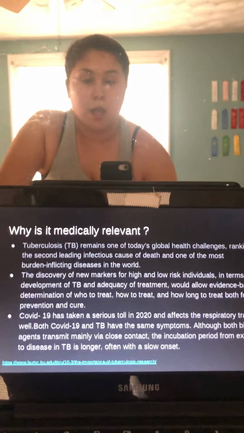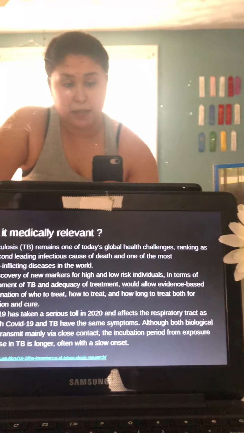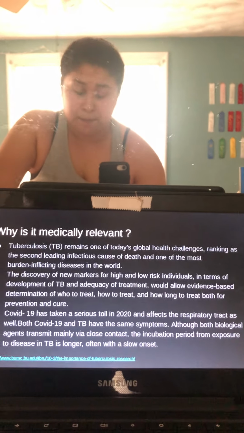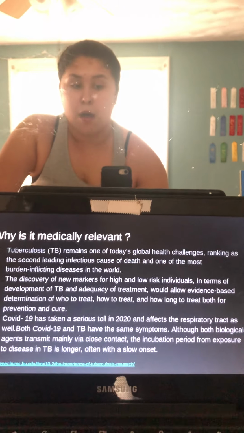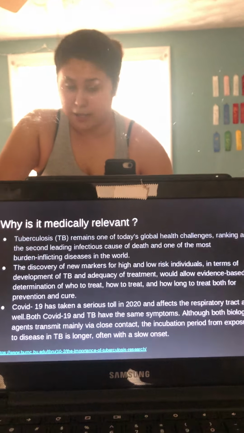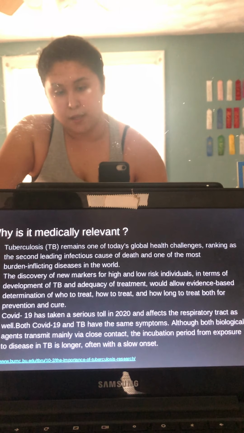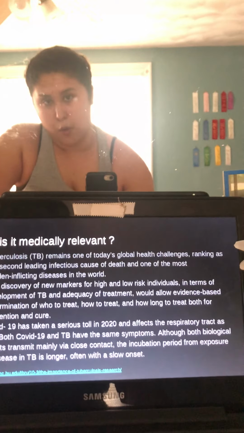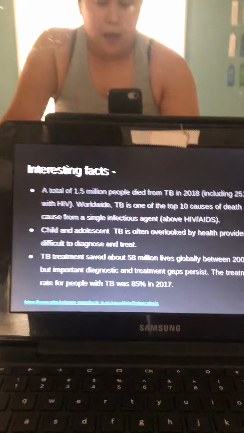COVID-19 has taken a serious toll in 2020 and affects the respiratory tract as well. Both COVID-19 and TB have the same symptoms, although both biological agents transmit mainly via close contact. The incubation period from exposure to disease in TB is longer, often with a slow onset. So that's the only difference.